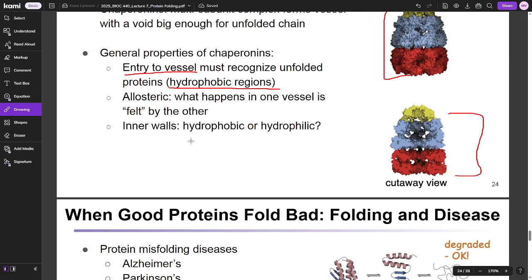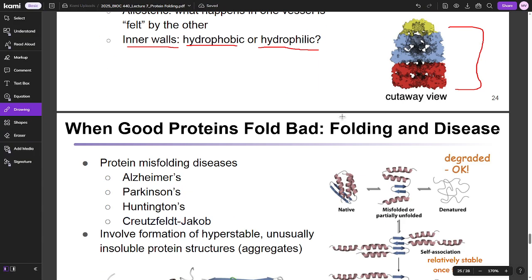And you would think that the inside of these proteins is probably going to be hydrophobic, maybe hydrophilic, and probably a bit of both. There are probably some hydrophobic parts to bind to the proteins to help them fold, and some hydrophilic parts to help make bonds, some sort of ionic interactions or hydrogen bonds with the proteins that are being put inside of this thing.